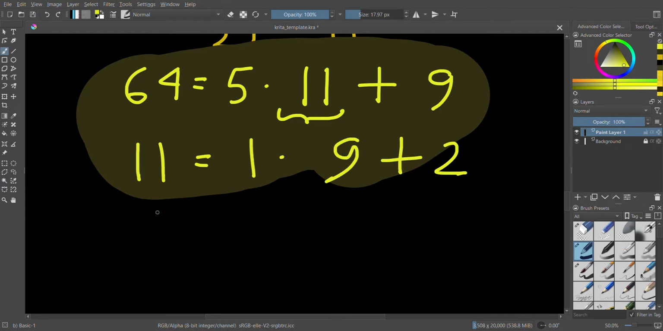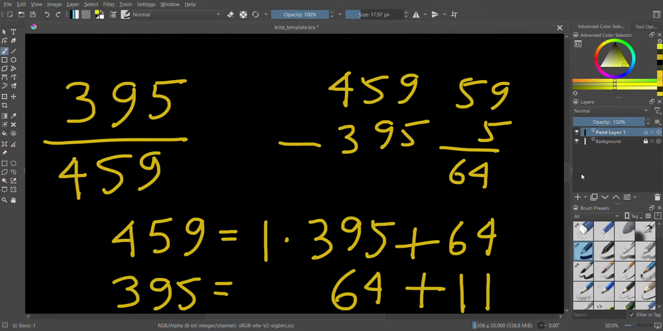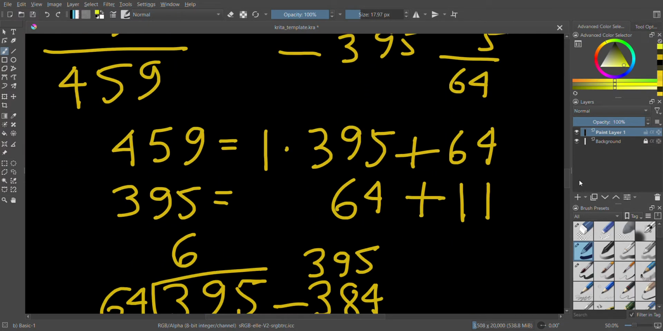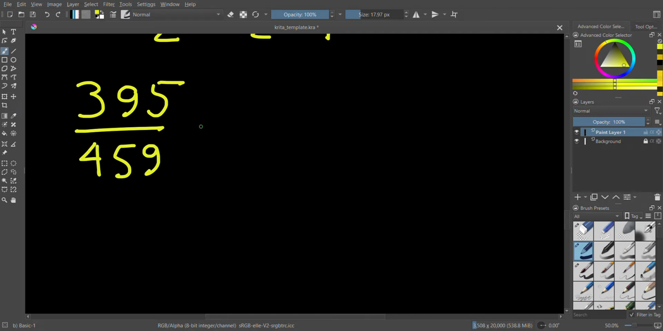Right? So then 9, this gets easier. 4 times 2 plus 1. And then 2 is equal to 2 times 1. Right? So then now, to obtain our fraction, we started with 395 over 459. So I'm going to rewrite these again. But now, we're going to obtain our fraction, our continued fraction.